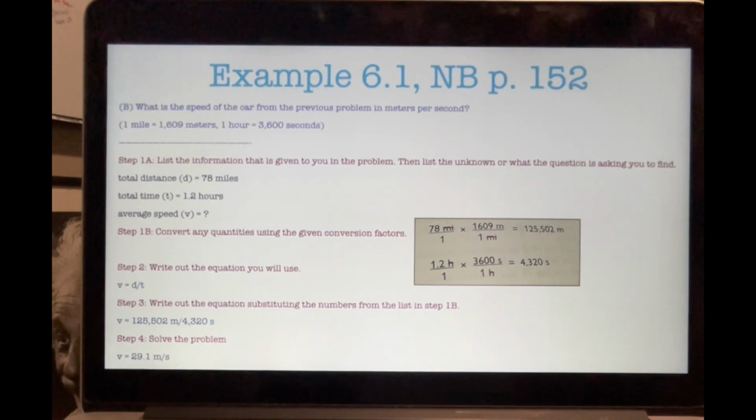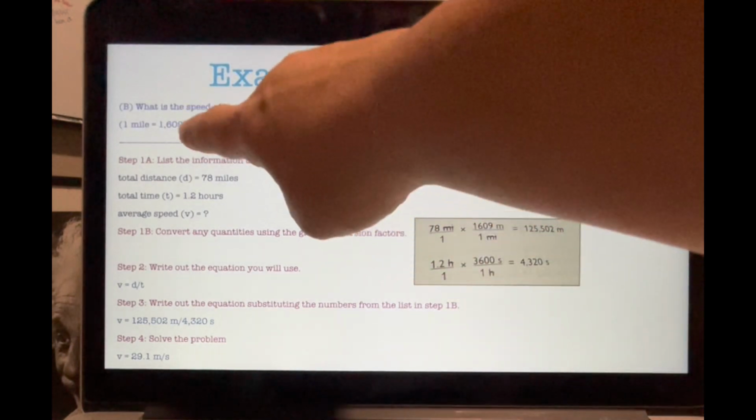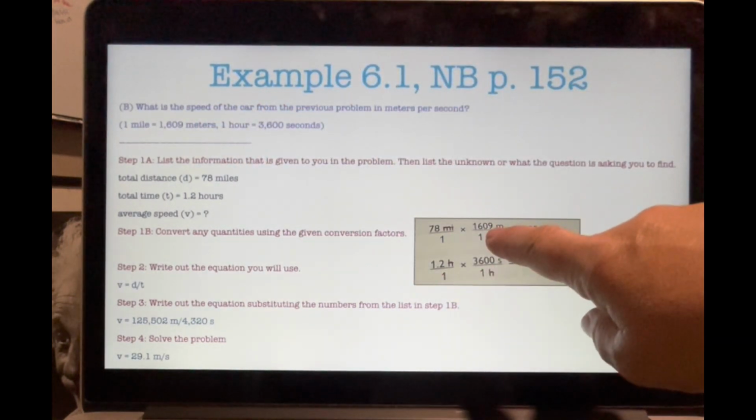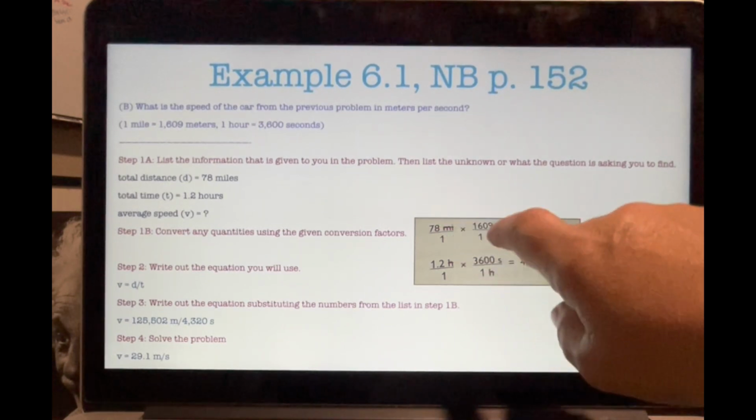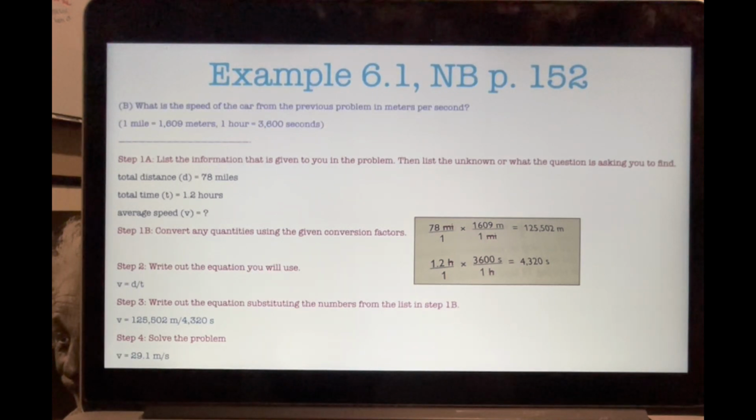This goes back to Module 1, where we have to convert miles into meters, and we know that 1 mile is 1,609 meters. So we get rid of the miles, and then we multiply 78 times 1,609, and we get 125,502 meters. So now we know our distance in meters. We have to convert hours into seconds. 1.2 hours times 3,600 seconds is 4,320 seconds. So now we know our time in seconds.